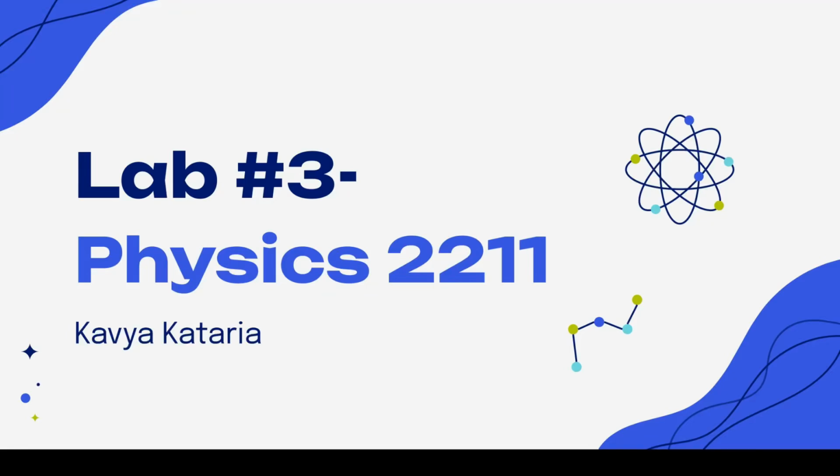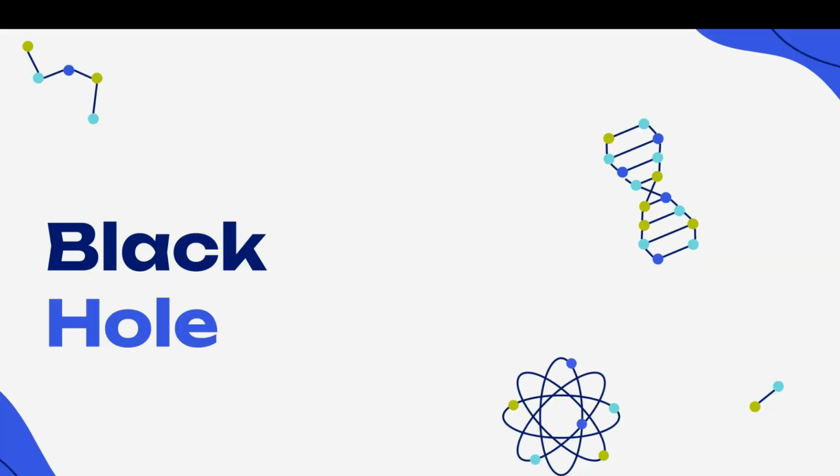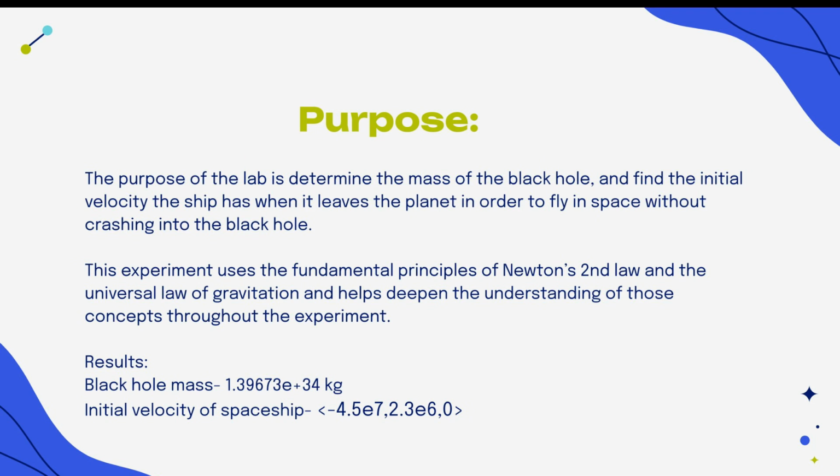Hi, I'm Kavya, and this is Lab 3 for Physics, which focuses on black holes. So the purpose of this lab is to determine the mass of the black hole and find the initial velocity the ship has when it leaves the planet in order to fly in space without crashing into the black hole.